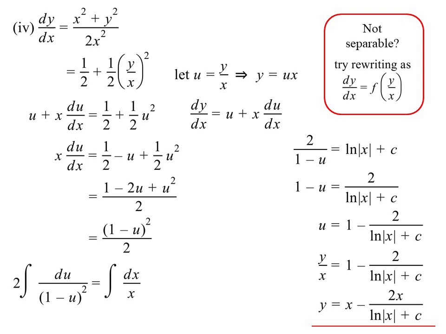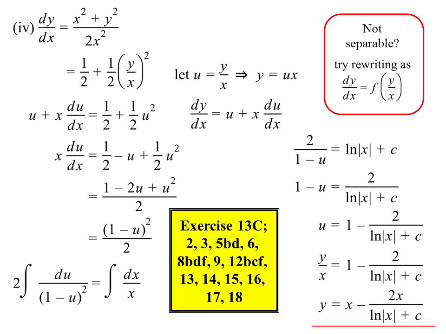Would you have spotted that? Who knows? But you've got to think of some of these ideas sometimes. Might not look separable when you first look at it. Clever substitution, you end up with something that can be separated. So 13C, we're going to separate our variables.